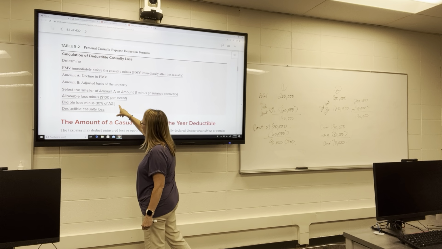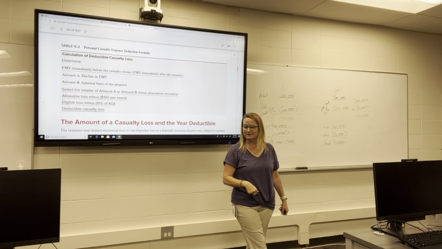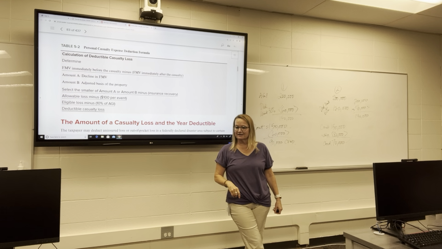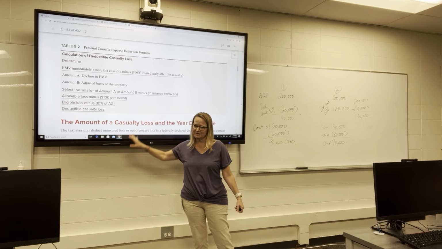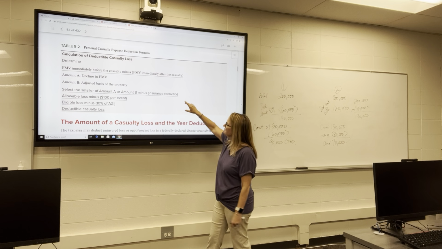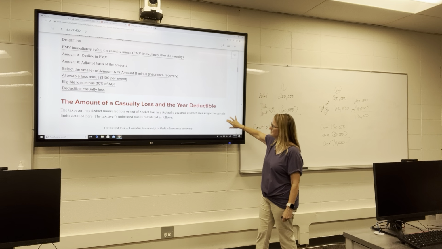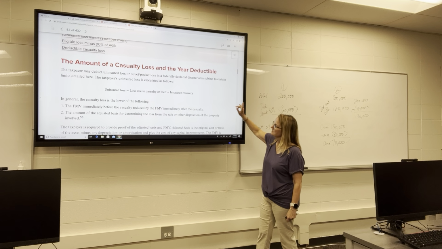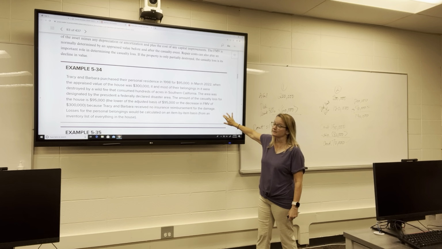And then you have to take 10% of your AGI, and only the amount over 10% of your AGI is deductible to you. Hardly anybody gets to take this. It's very rare, right? First off, most people will get insurance to cover most of those types of casualties, right? There's some information about the year. I'm not going to go through that because I'm running out of time here.